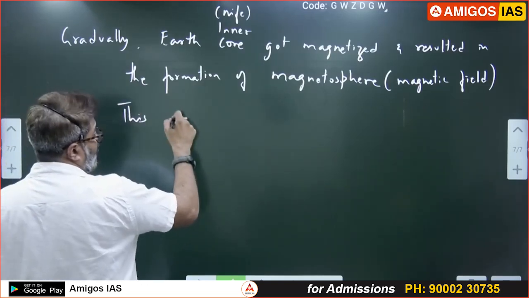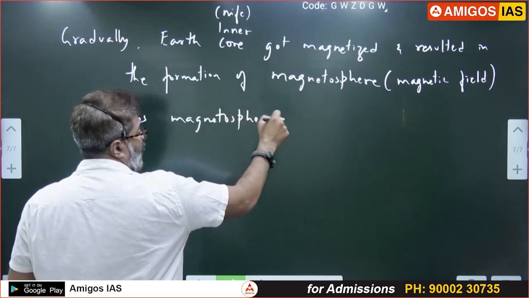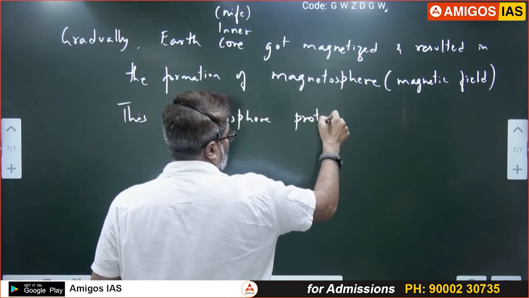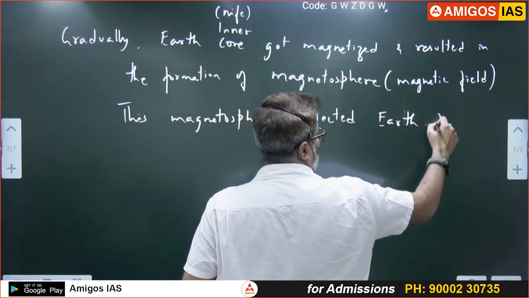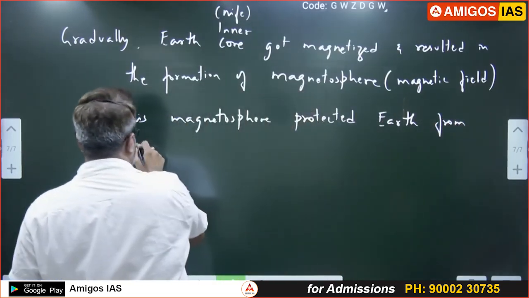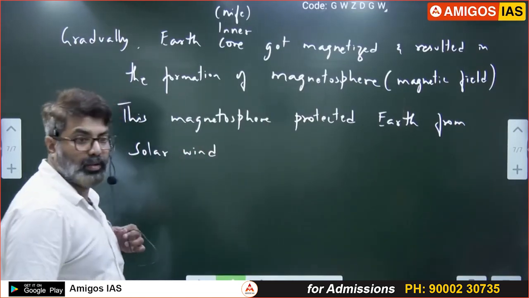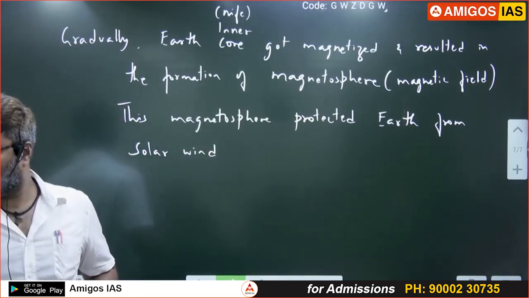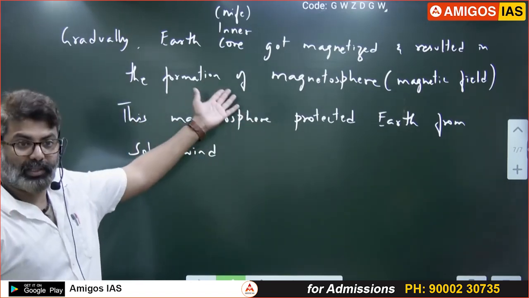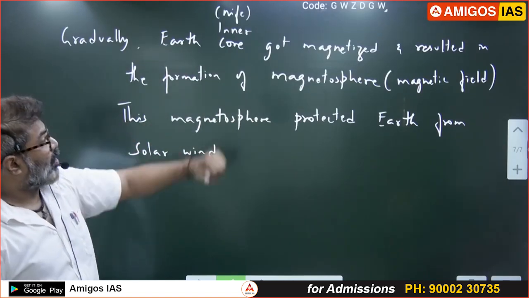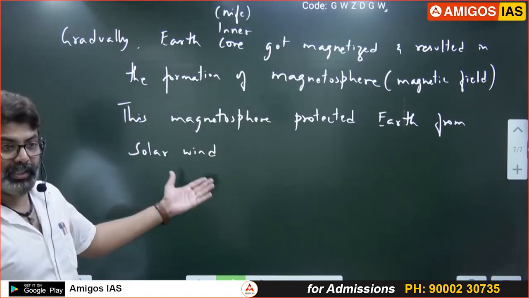This magnetosphere protected Earth from solar wind. Solar wind. Is it clear? Because we have already discussed this in geomorphology, again I am repeating the same. Gradually, Earth's core got magnetized, resulted in the formation of magnetosphere, which protected the Earth from solar winds.